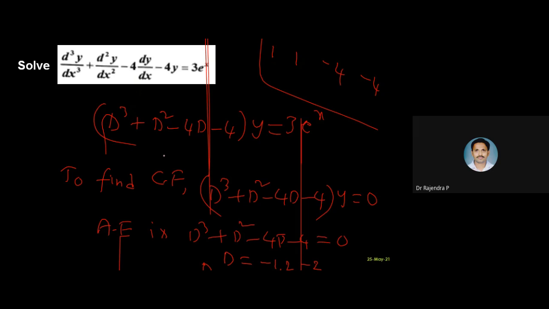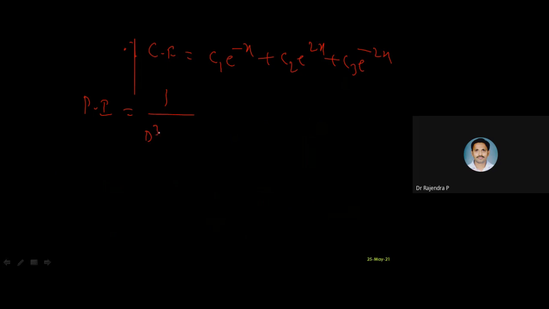Now I am considering the particular integral. What is f of D here? D cube plus D square minus 4D minus 4, into what is your function? 3 e power x. So 3 is a constant, we can write it anywhere. Now e power x is there. What is the coefficient of x? 1. Substitute here.